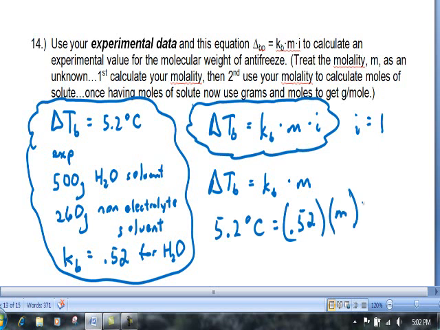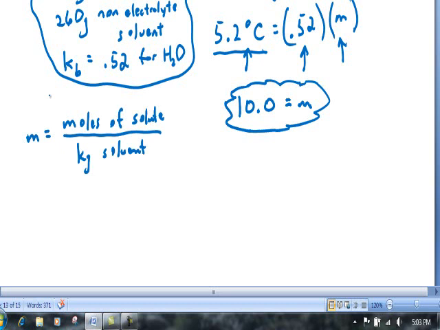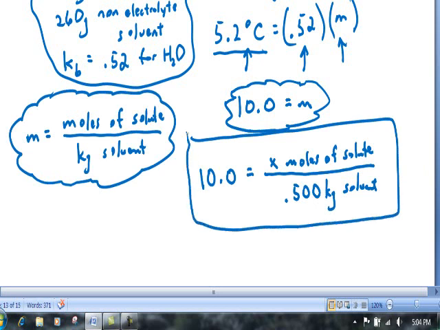The first step in solving this problem is we know our change in temperature boiling is 5.2 degrees Celsius. Our Kb value is 0.52. So we can solve for the molality, small m, and we find that 10.0 is our molality. Now we also know that molality is measured in moles of solute per kilogram of solvent. This lets us set up this equation to solve for the moles of solute. We calculated and know that our molality is 10.